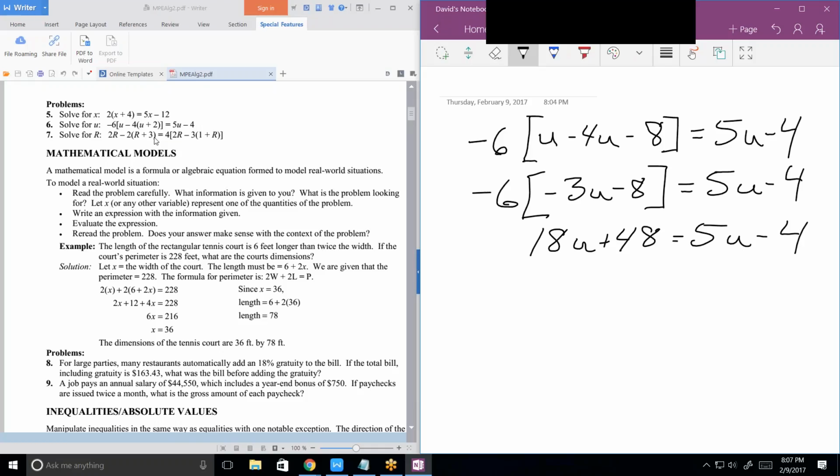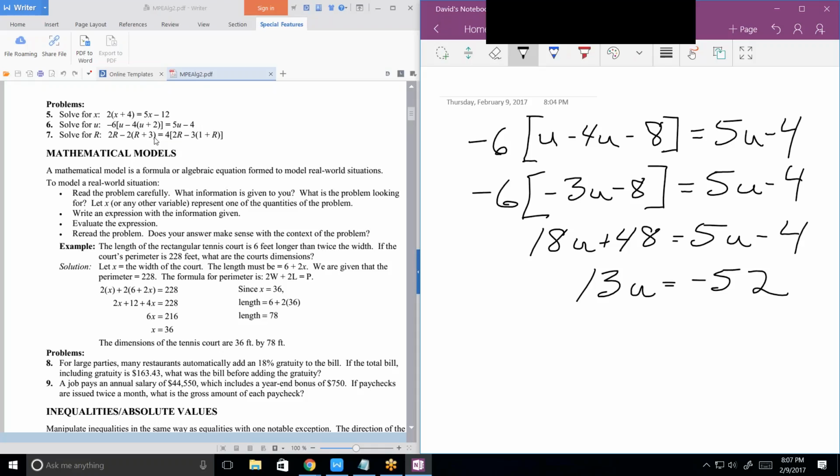It would be 13u equals negative 52. Good. And notice that on this one, no matter which side we put the variable on, something's going to have a negative in front of it. So it doesn't really matter on this problem whether we move the u's to the left or the right.